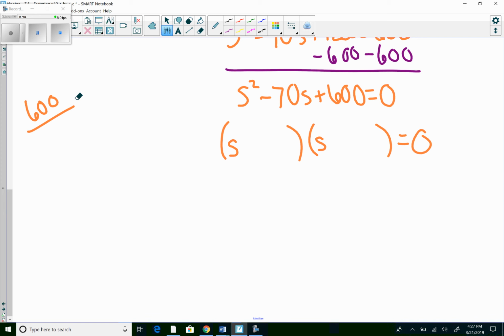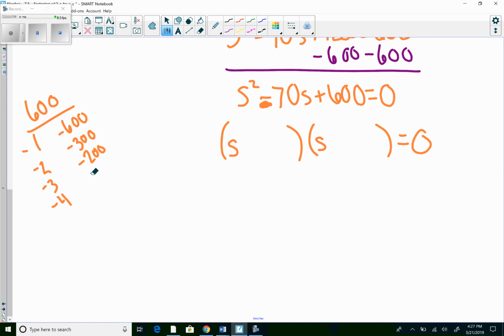So I have to figure out, what are my factors of 600 that'll give me 70? Somehow I have to come up with 600 when you multiply them together and 70 when you add them together. Now notice the symbols right there. That's negative, which means you are going to want both of your factors to be negative. So if I start going through the list, I've got 1 and 600. That's going to be negative. I've got 2 and 300. 3 and 200.